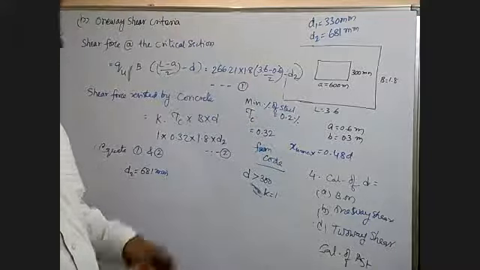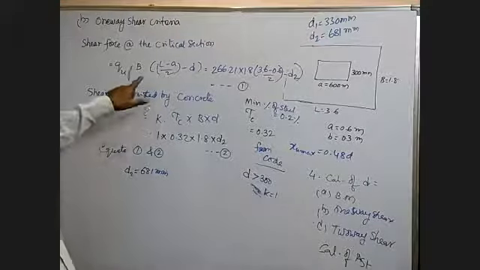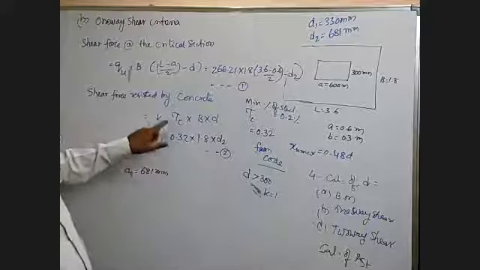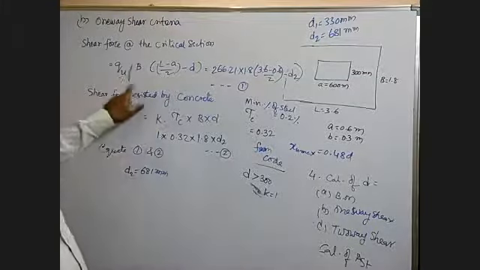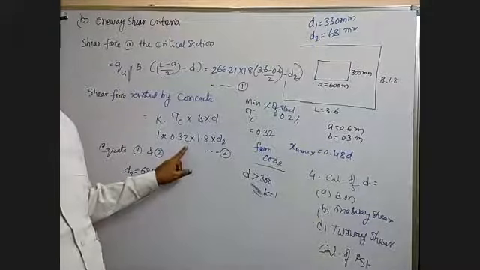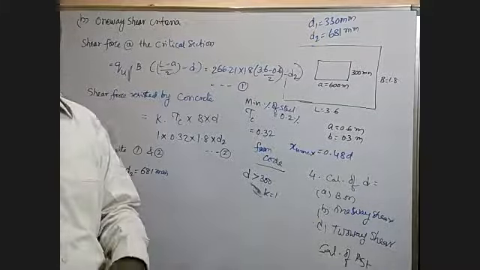So this value should be less than this value. This is tau v, this is tau c. Tau v should be less than the tau c value. If it is less than, then our check is okay.